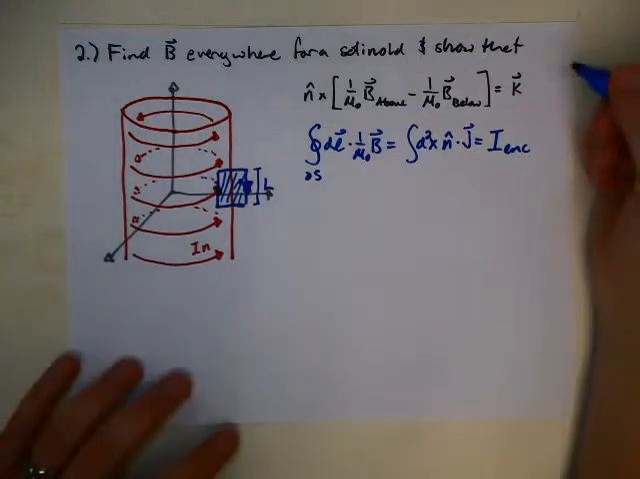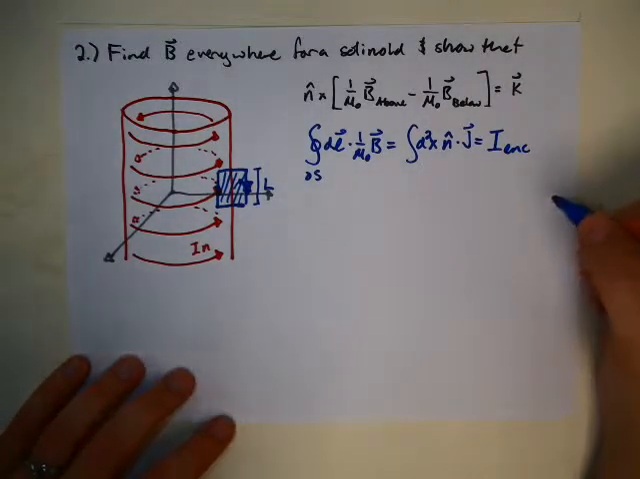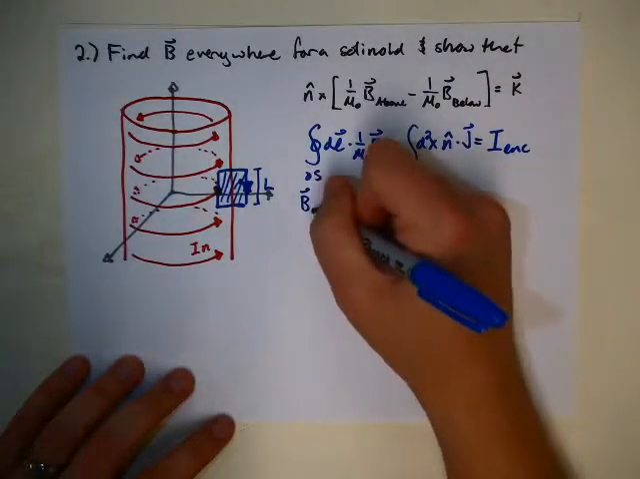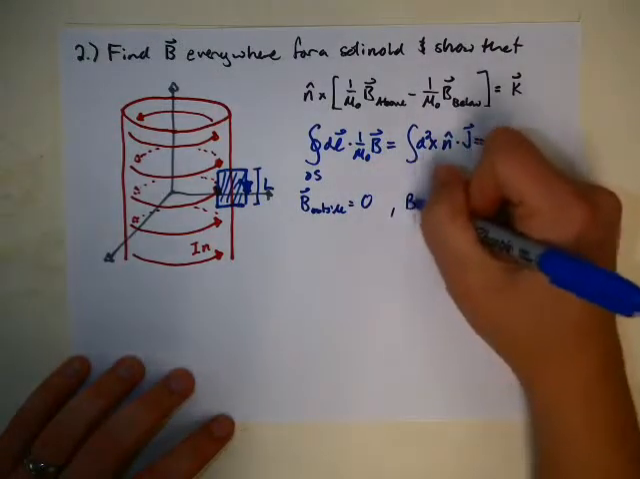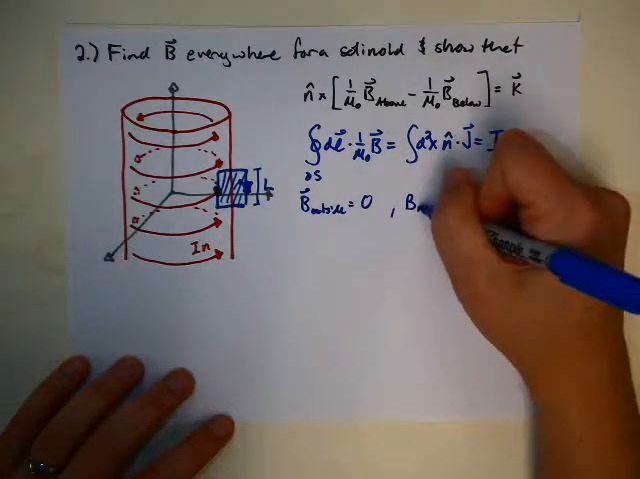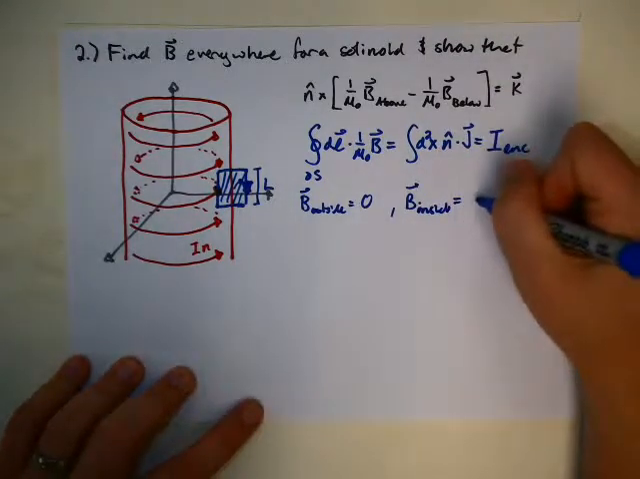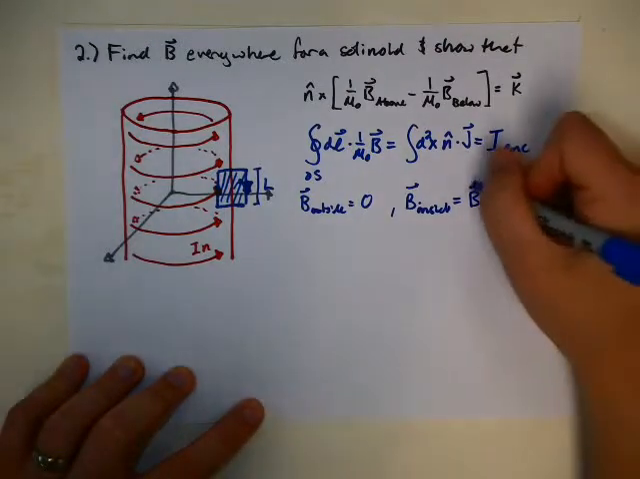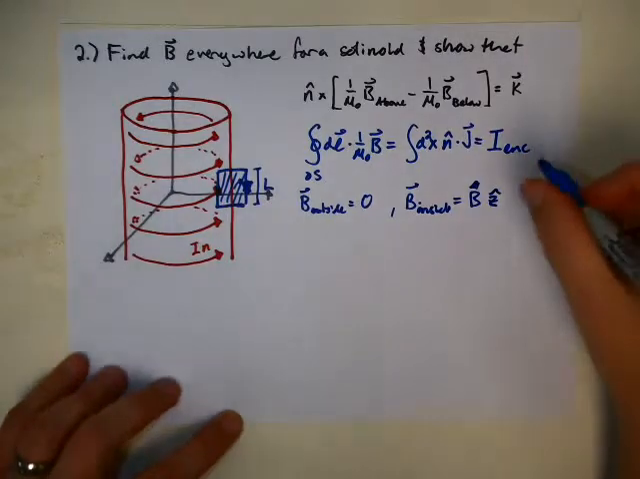Due to symmetry arguments, also having done this before and looking in Griffiths if I had forgotten, I know that the magnetic field outside is equal to 0, and I know that the magnetic field inside is equal to, oops, it is only in the z hat direction.